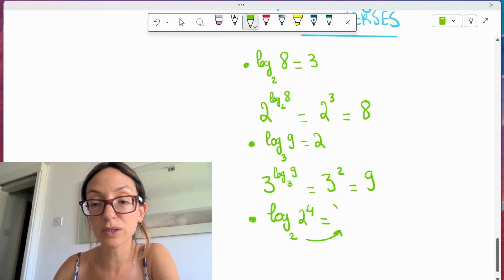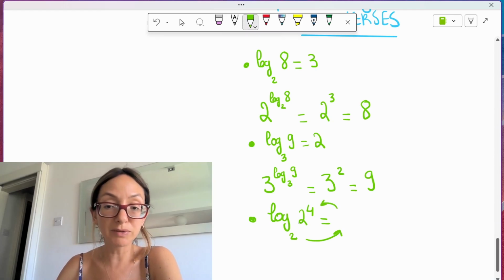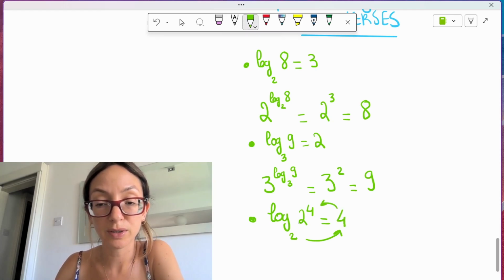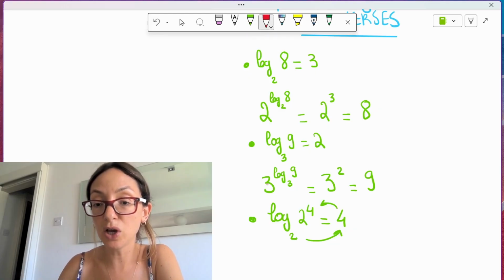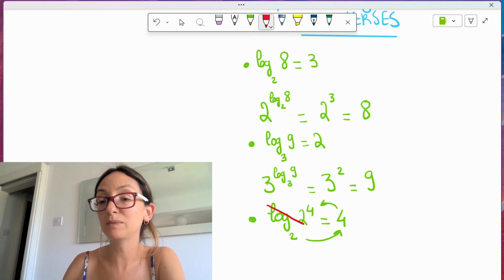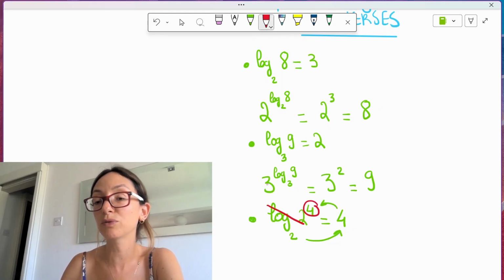2 to the power of what gives you 2 to the power of 4? It's a bit redundant, isn't it? It's just 4. And so again, what happened here? The log base 2 and the power of 2 seem to have cancelled. We're only left with the 4 here.